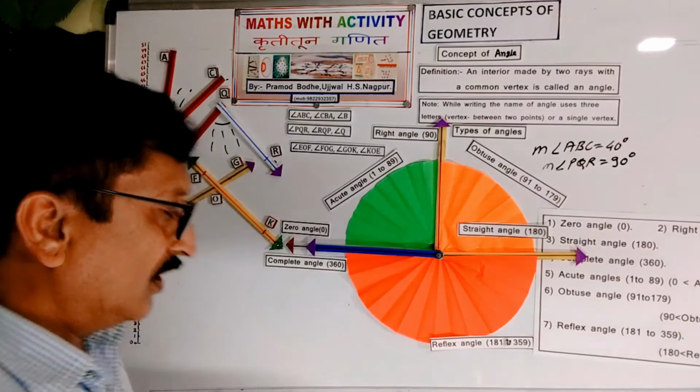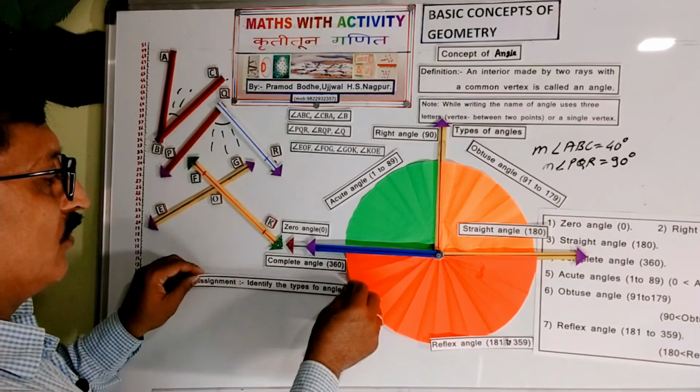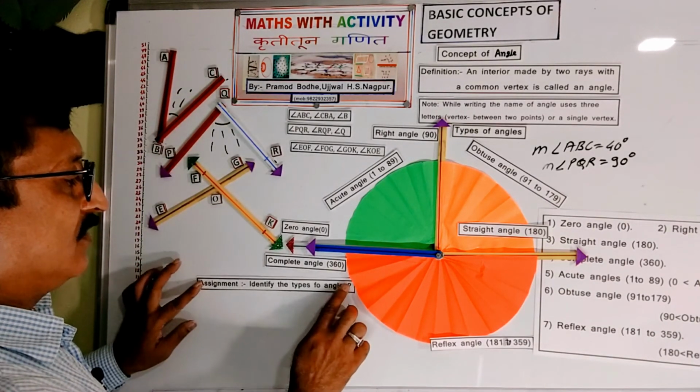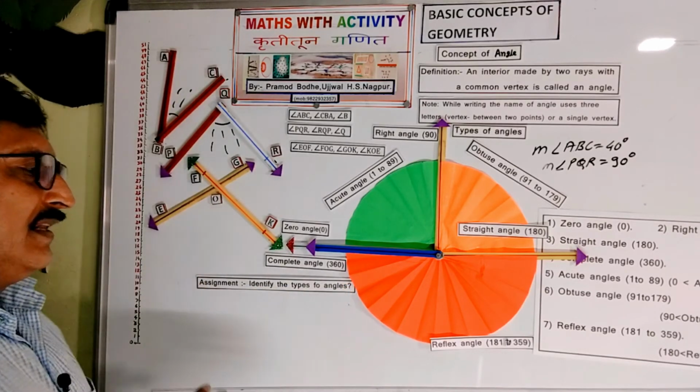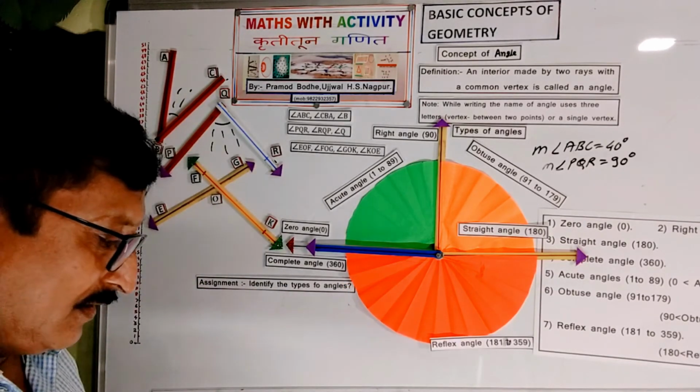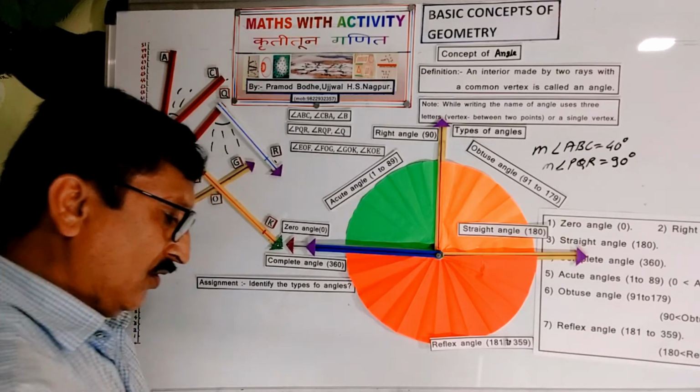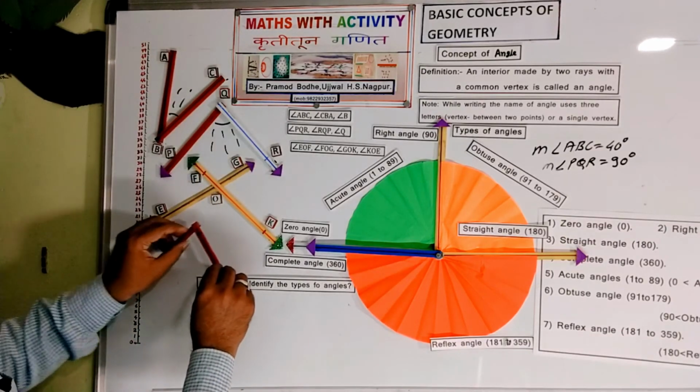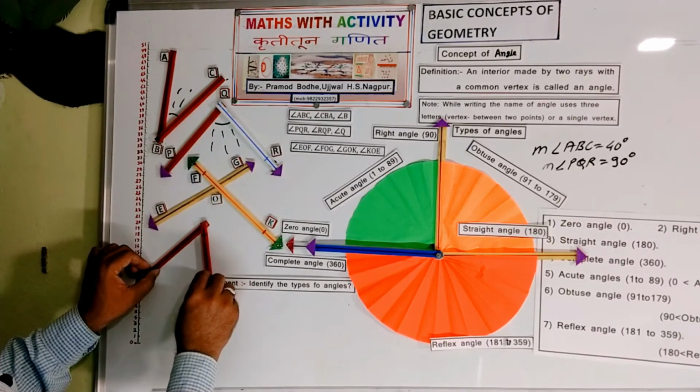Now students, you have some questions and you have to find the answers to these. Identify the types of angles and write them in your notebook. Let's try to give some different types of angles here.